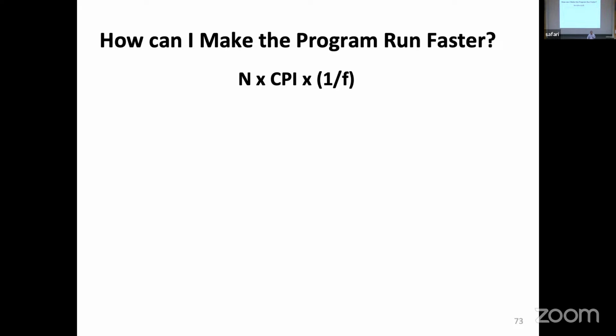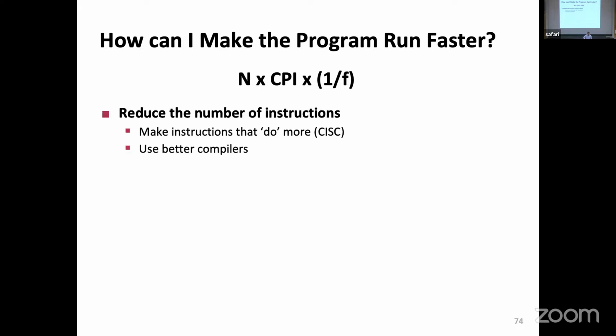Now, when you look at this, this also tells you what you can do to make the program run faster. And this is the essence of it. There's nothing magic about it. Number one, reduce the number of instructions. If you can make the same functionality using fewer instructions, you'll be faster.